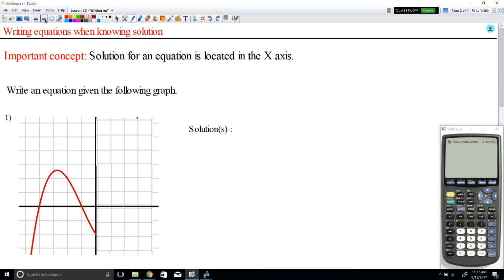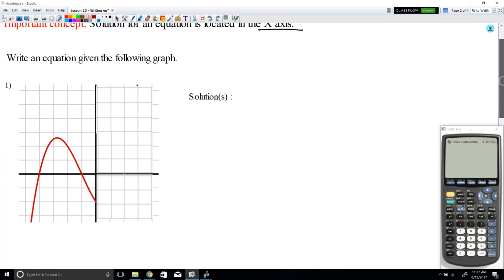So let's get started. Before we move on, there's an important concept that we need to understand: for any graph, the solution for an equation is located on the x-axis. That's a very important concept because we're going to use it to write the equation. So keep this in mind: the solution for an equation is located on the x-axis.